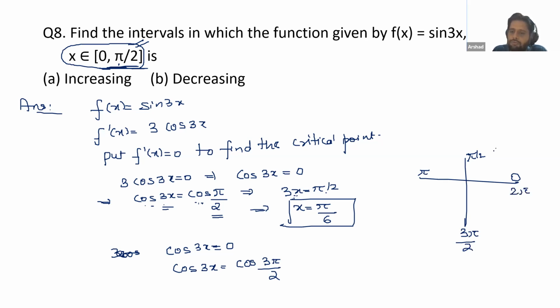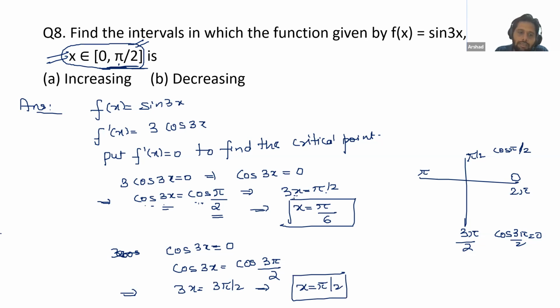This is 2 pi. So if cos is 0 for pi by 2, then cos will also be 0 for 3 pi by 2. Cos 3 pi by 2 is also 0. So cos 3x is equal to cos 3 pi by 2. Now check here: x belongs to 0 to pi by 2. This is x, this is 3x. So we can take the angle 3 pi by 2, 270, because this is x and here we are talking about 3x. So from this, we get 3x is equal to 3 pi by 2. Cancel 3, you get x is equal to pi by 2.